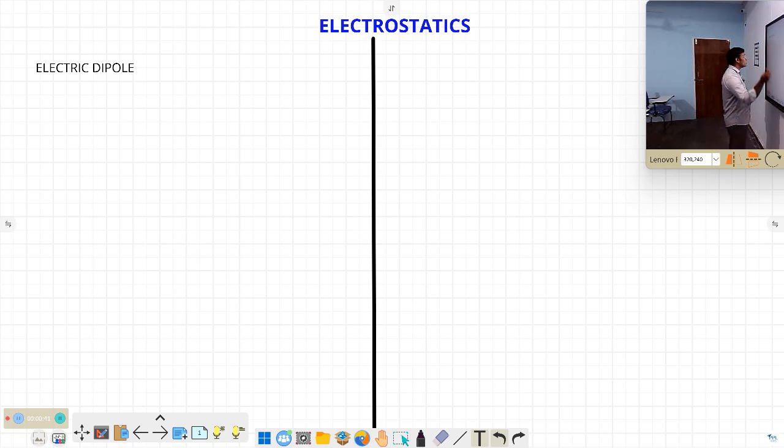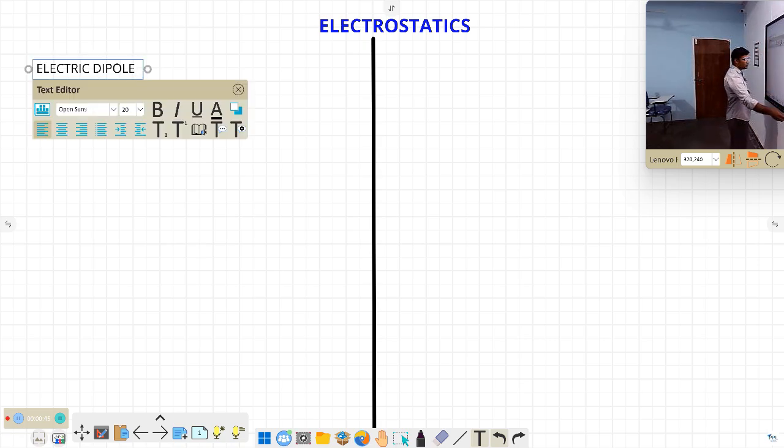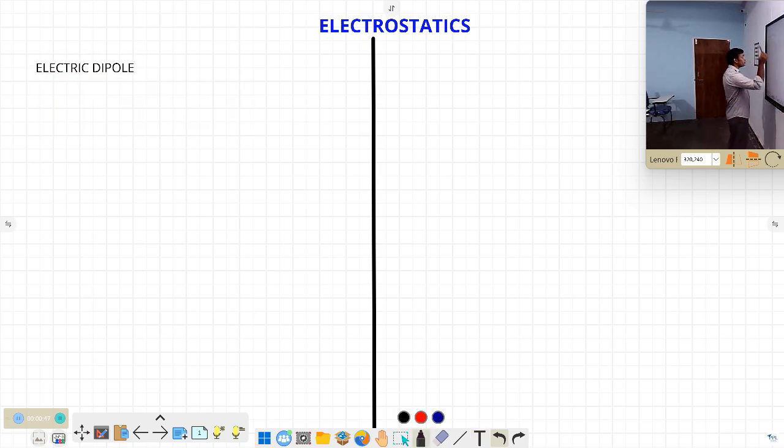So what is an electric dipole? Di means two. If you observe the term, di means two, so it is a two-charge based concept. Consider two unit charges, one is q, the second one also q.